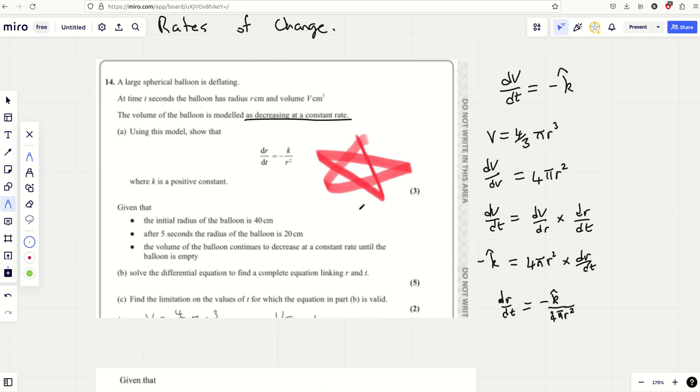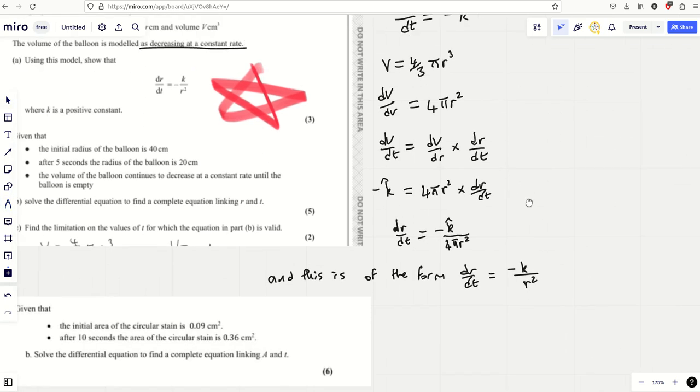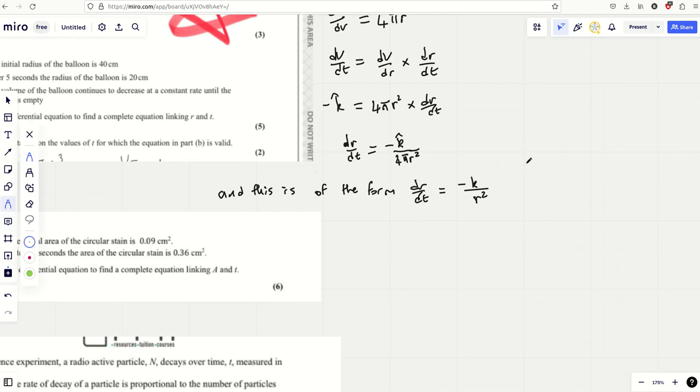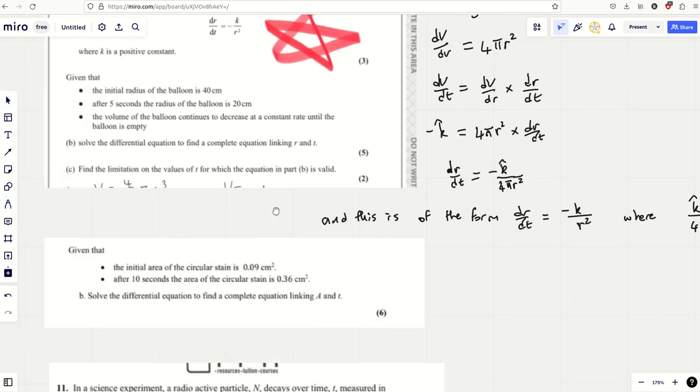Now, you may not recognise it instantly, but we have actually finished the question here. We just need a little remark to say this is of their form, because we've got a constant over an r squared. And that's because if we just let my k hat over 4 pi equal k, then it's the same thing. My k hat over 4 pi is the same as their k, and then you get exactly the same answer as theirs. And so that's how you do that one.